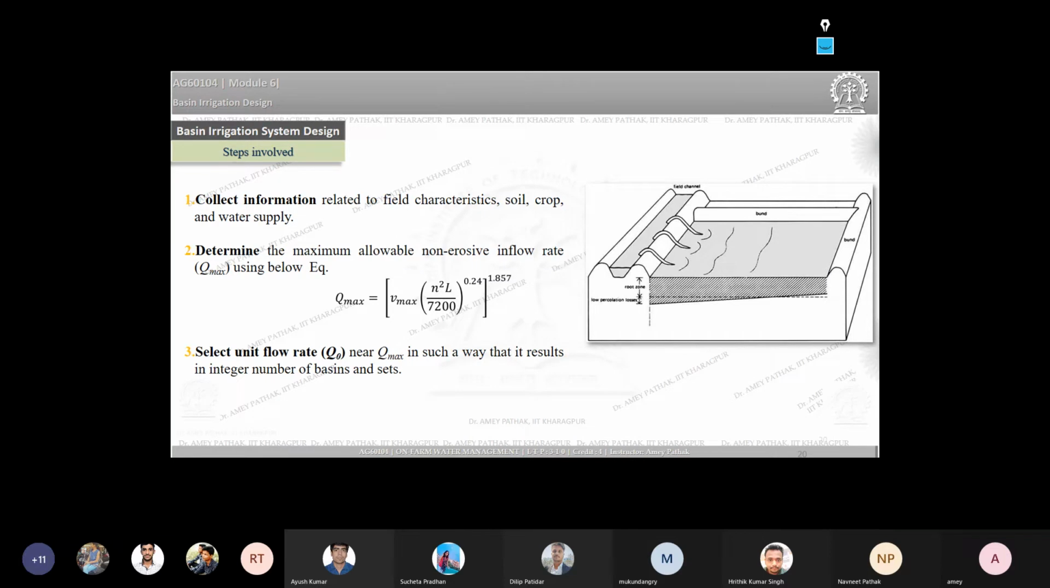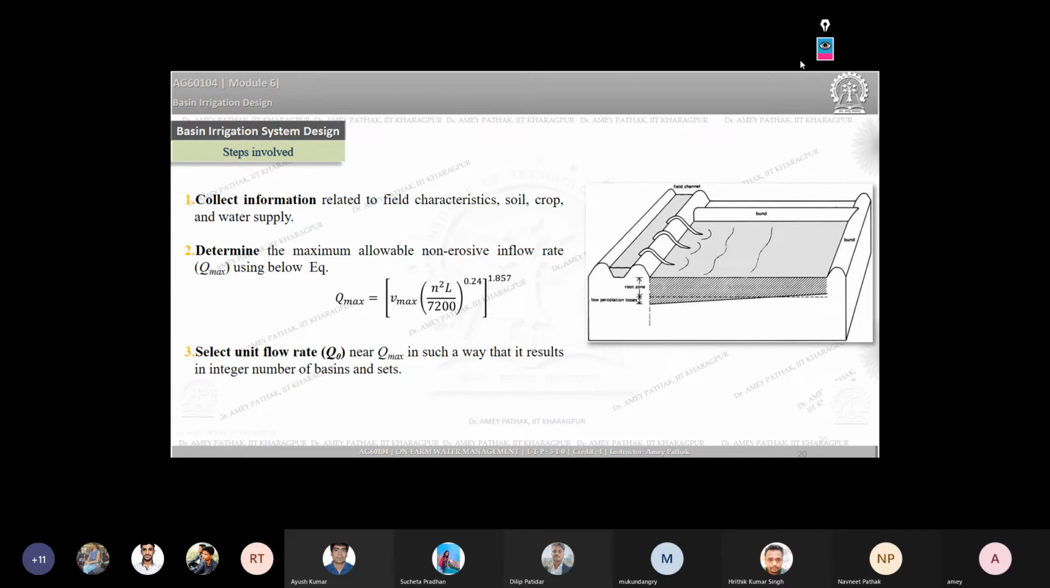So what are the steps involved? Collect the information related to field characteristics first, because our design will be based on that only. The first step is to collect the data related to our field: what kind of crop we'll take and how much water supply we have. Next, determine the maximum allowable non-erosive flow rate, Qmax. Our discharge should not go beyond that limit.